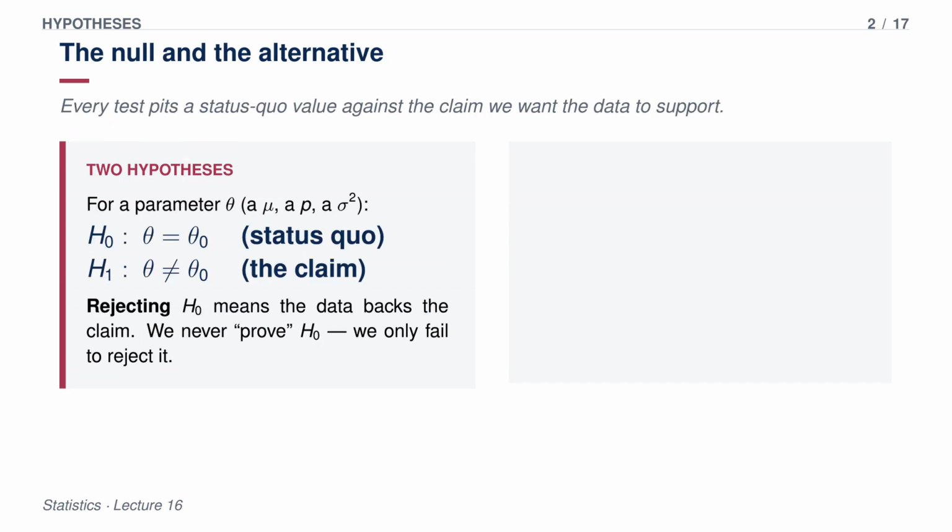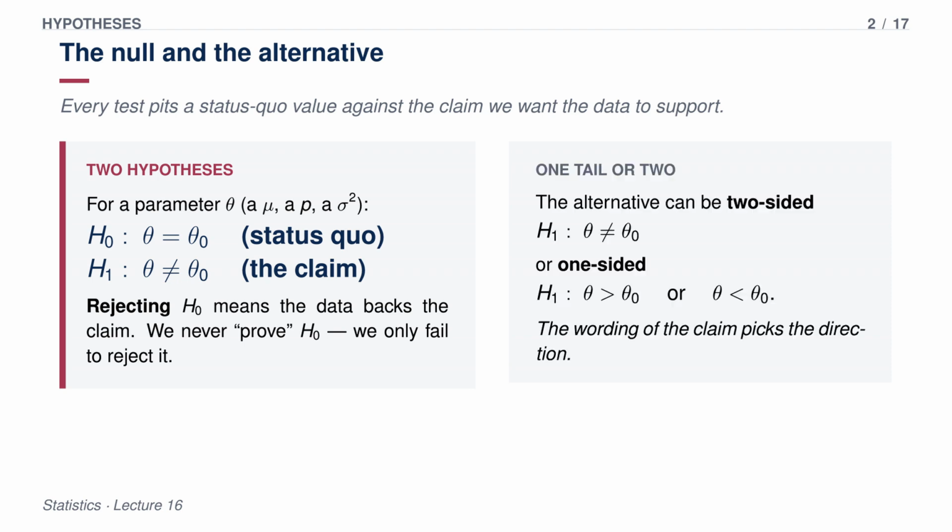Every test is a contest between 2 statements. The null, H-naught, is the status quo. The parameter equals some claimed value. Theta equals theta naught. The alternative, H1, is the claim we actually want the data to support. And the alternative comes in flavors. 2-sided, theta is simply not equal to theta naught, could be either way, or 1-sided, theta is greater than or less than theta naught. The wording of the claim picks the direction.